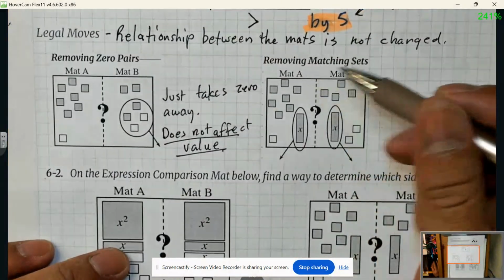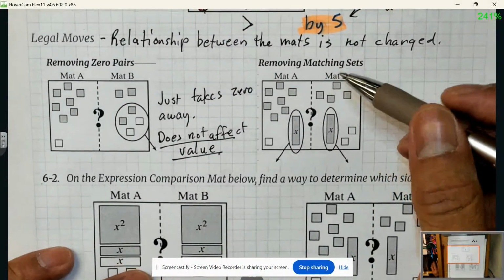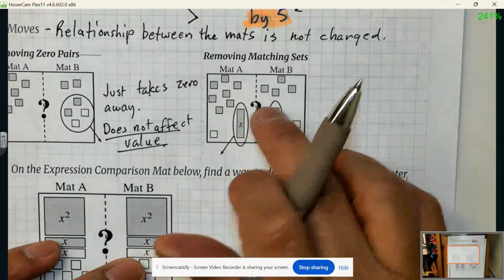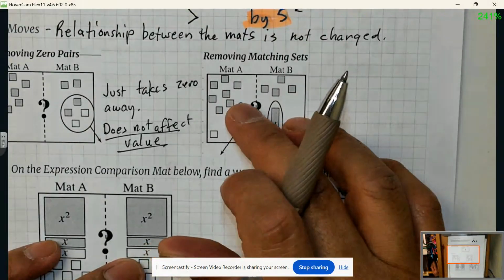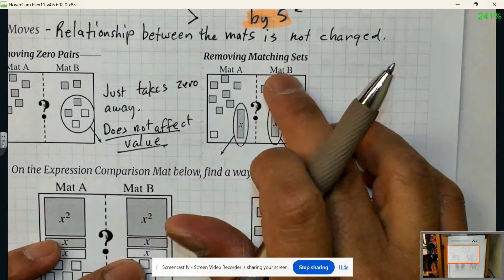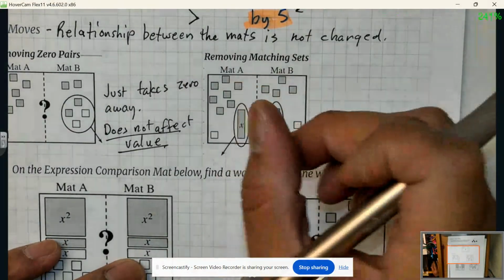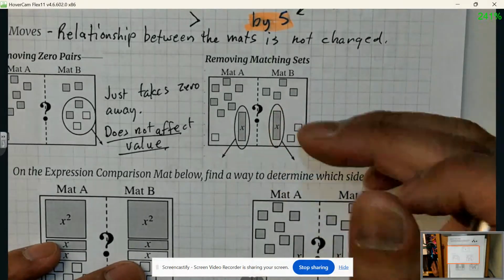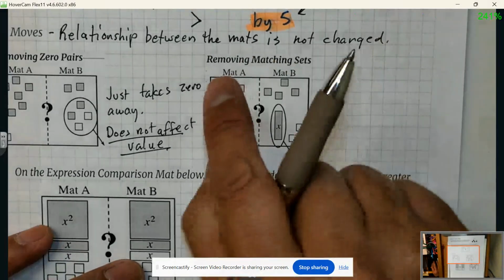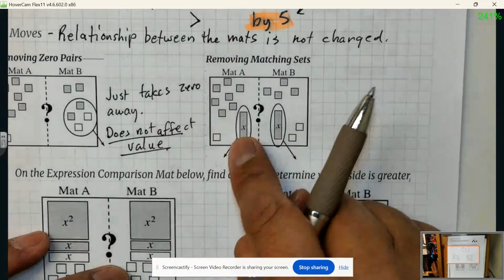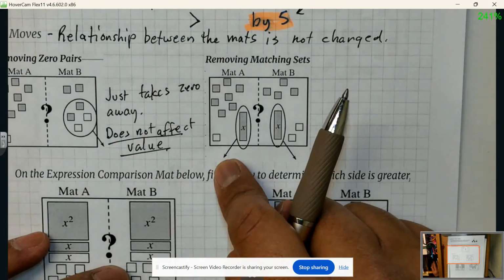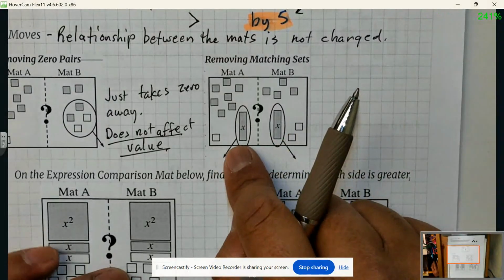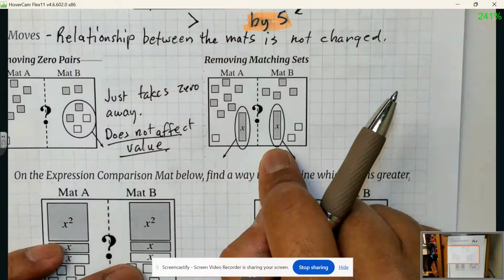Okay, now the other type of legal move that we're going to see today is called removing matching sets. So what happens is we know that one mat might be bigger than the other. So if we remove something from one side, that's going to change the relationship between the two values. But if we remove the same thing from the other side, it restores that balance, whatever that relationship is. For example, whatever this is, I'm going to remove that unknown number. Now this one is going to have a different relationship with that one by whatever number that is, until we do the exact same thing to the other side.